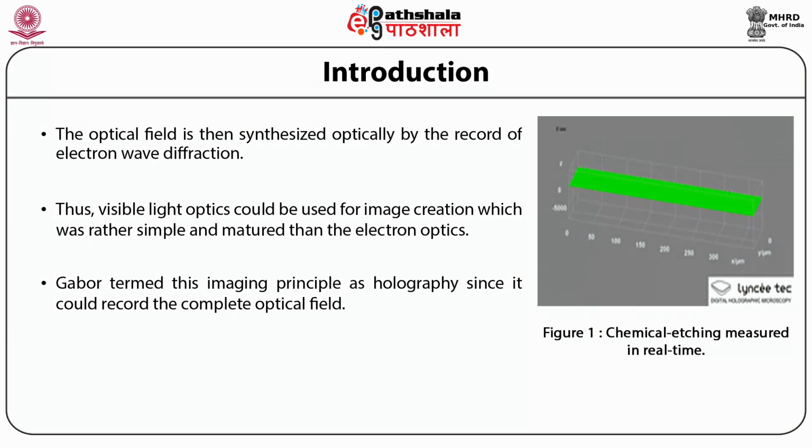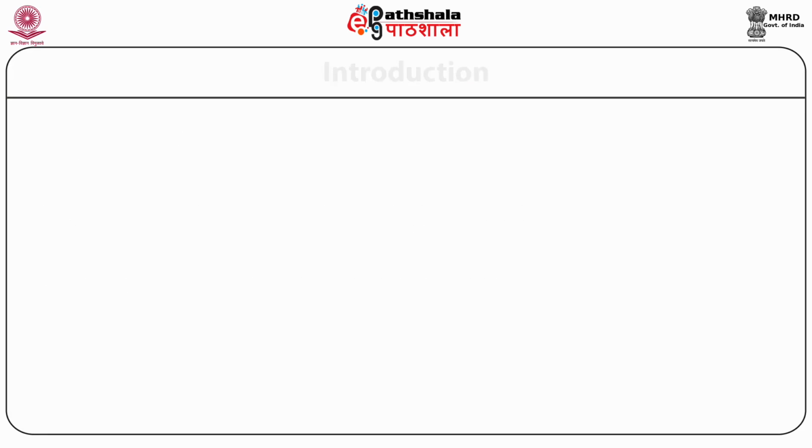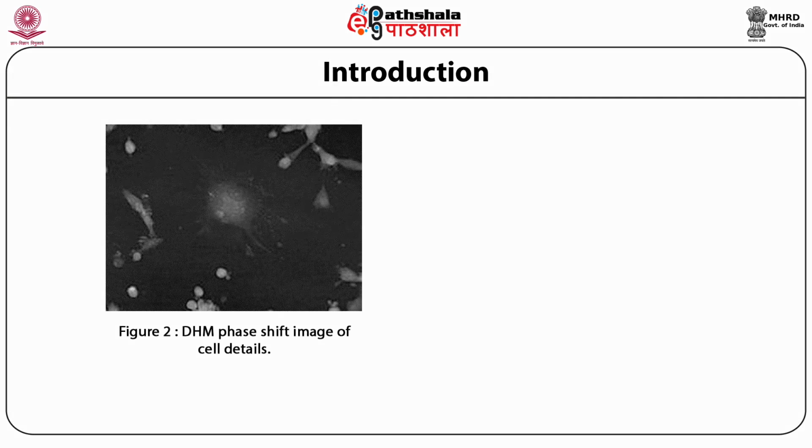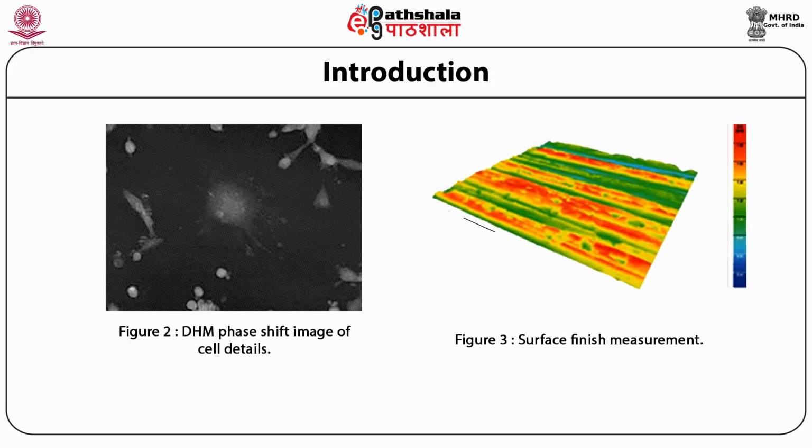Figure 1 shows chemical etching, which is measured in real time. Figure 2 shows the DHM phase shift image of cell details, whereas Figure 3 shows the surface finish measurement.